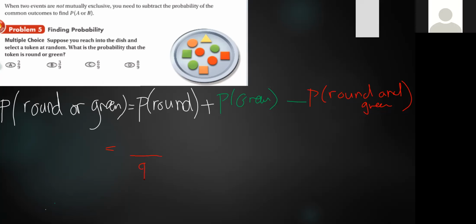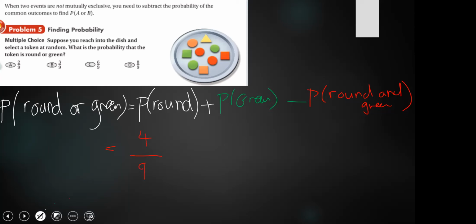I want to find the probability of round. How many are round? 1, 2, 3, 4, 5. So we have 5 over 9, plus the probability of green. How many are green? It's 3. Now, how many are round and green?